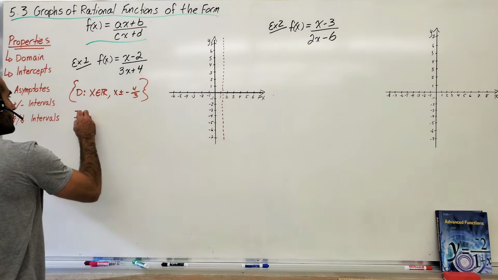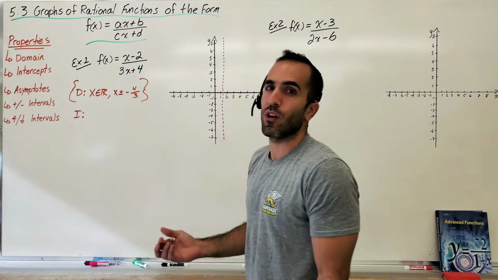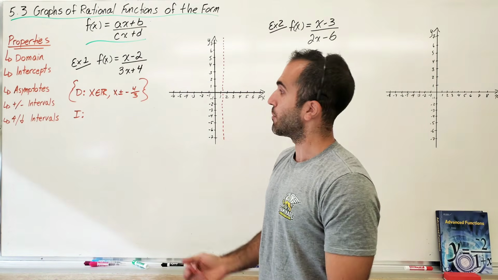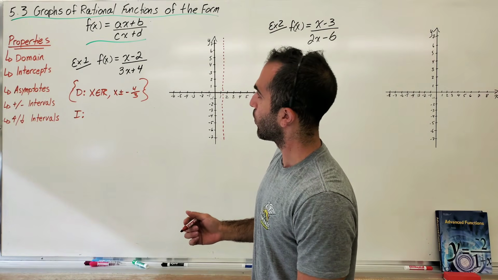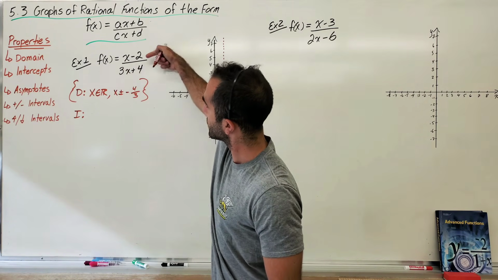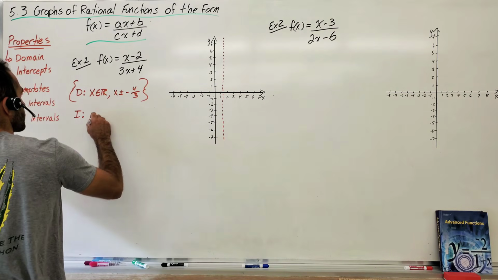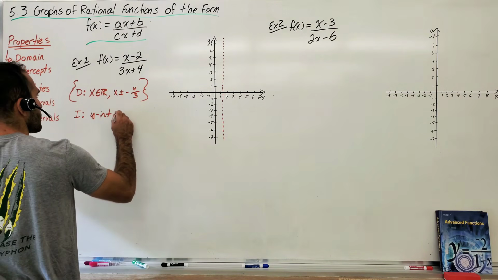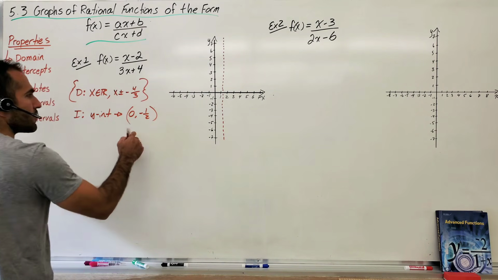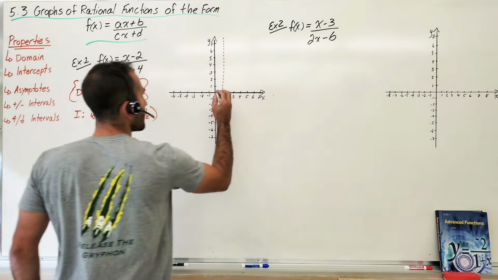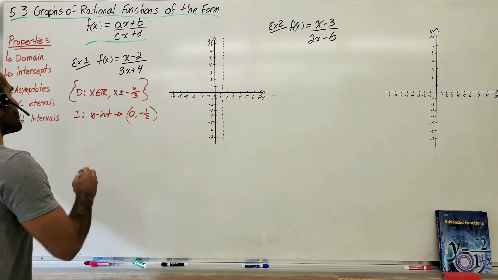Intercepts. First of all, my y-intercept. My y-intercept is always pretty easy. All I have to do is plug in 0. If I plug in 0 into the function of x, I'll get my y-intercept. This is 0, this is 0. My y-intercept is negative 1/2. So I plug in 0 and I get negative 1/2. Negative 1/2 is my y-intercept, so I plot that point. Let's do the x-intercept.